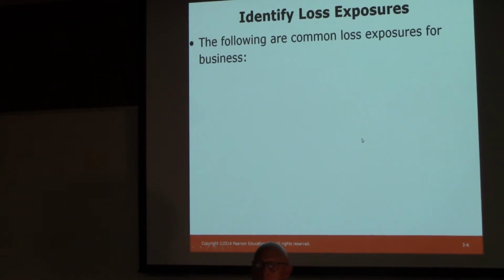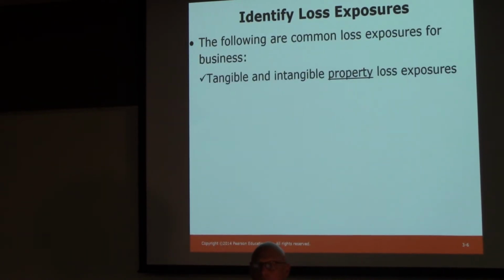All right, so let's identify some common loss exposures for business. You have tangible and intangible property loss exposures, such as buildings, equipment, supplies, data, and the firm's public relations or image. These are all items that could be damaged, and so as a risk manager, you have to be aware of and inspect and think about and measure all of these areas.